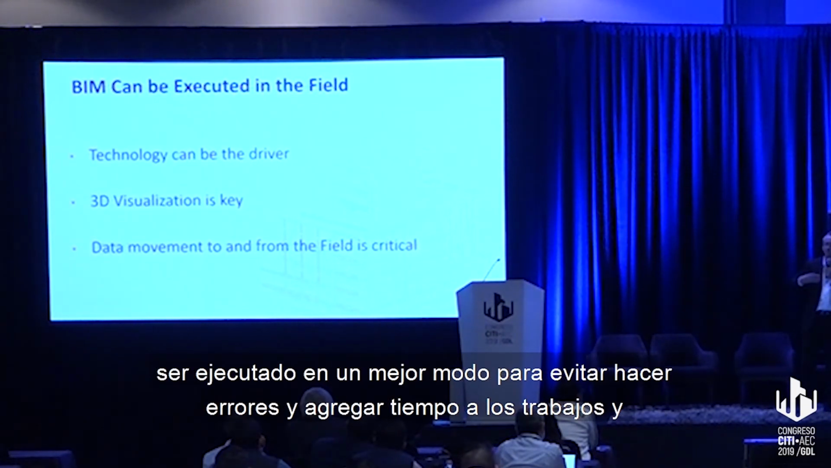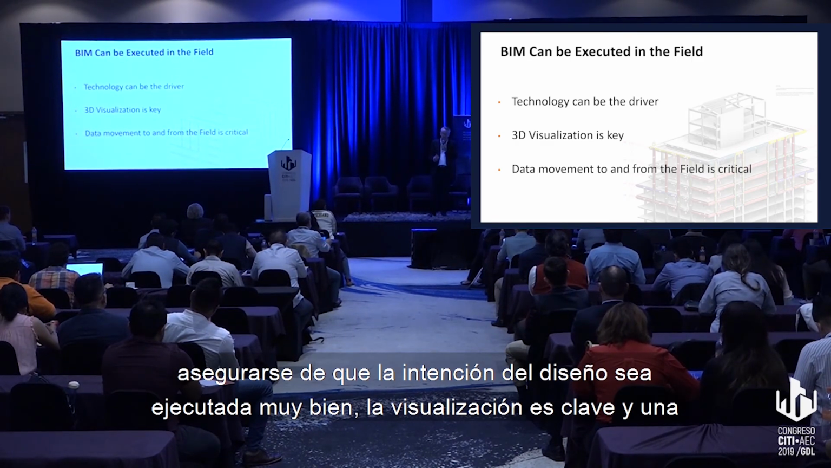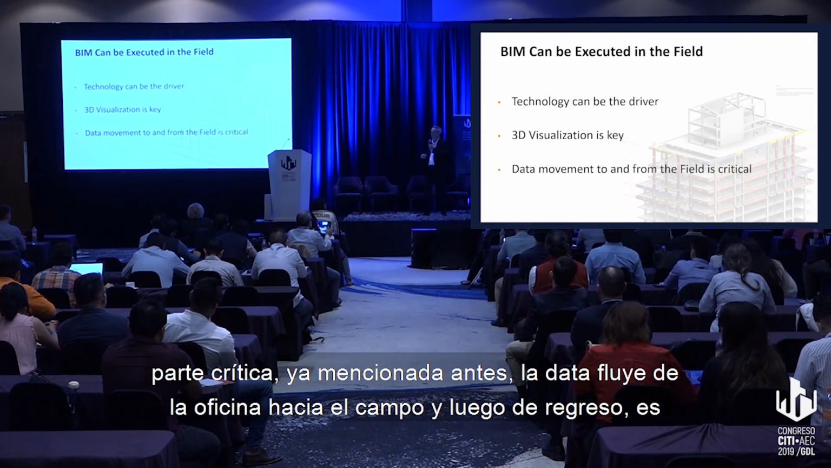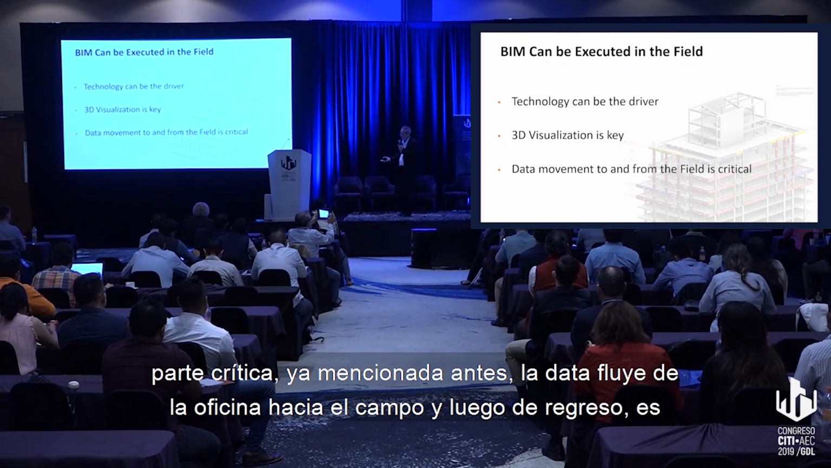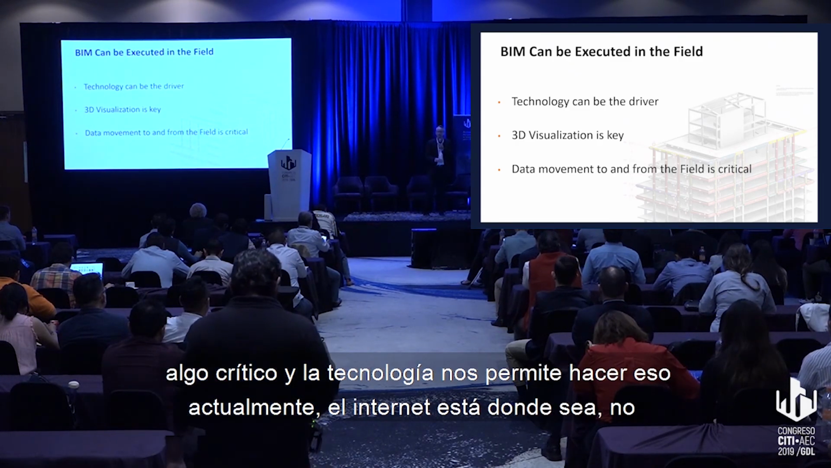But to be able to execute in a better way, to avoid making mistakes and adding time to jobs, and to make sure that the design intent is really executed well, visualization is key. And then also a critical path, and I think it was mentioned before, the data flow from the office to the field and back again is critical. And technology allows us to do that today.